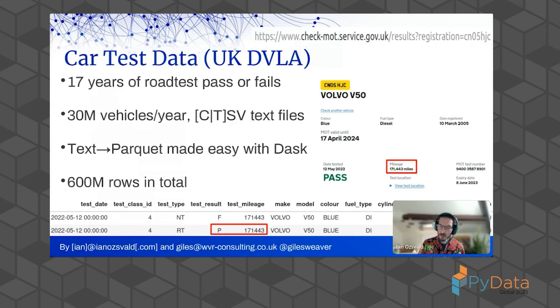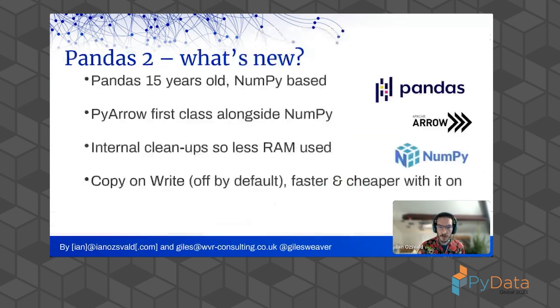And you get about 600 million rows worth of data, and it's a good mix of ints and dates and strings and a few other bits. And if you go to the Check MOT service online, the government website, you can look up, say, the records of a Volvo V50, our first car, the one that has the peril associated with it. And if you then go and look in those CSV records, you can find exactly that vehicle and its test history over the year. So we've got a nice large data set, and we used Dask to convert it to Parquet. So let's get on with the tools.